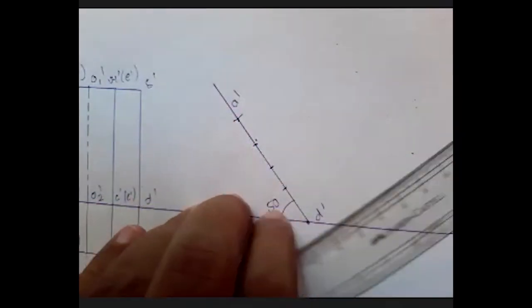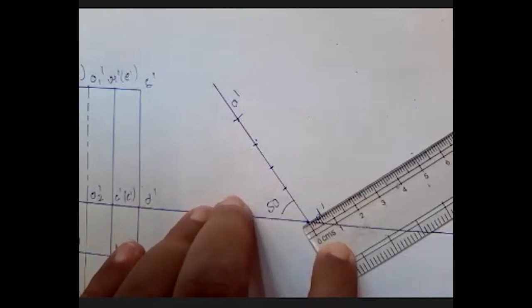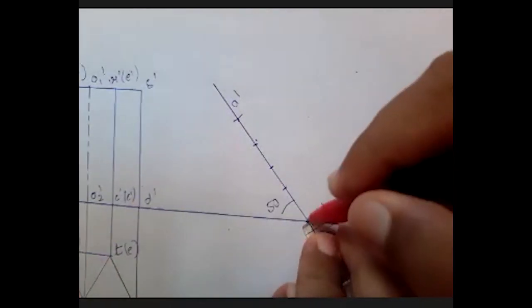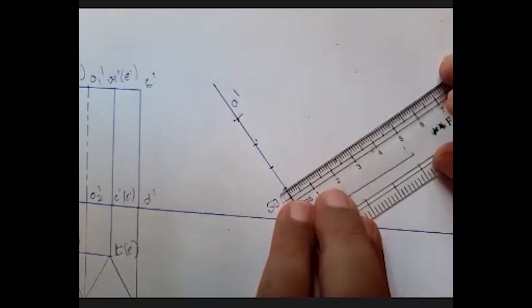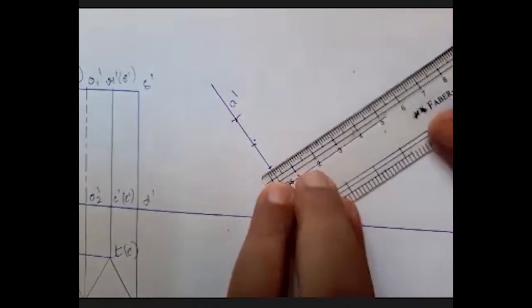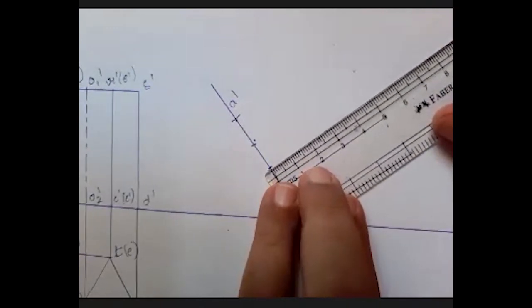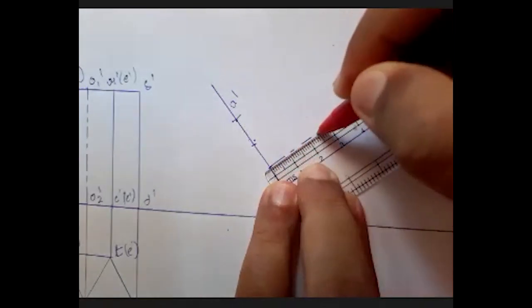And the length of this is 50 mm, so directly I draw it with 50 mm. This is my axis. So I draw an axis line here.